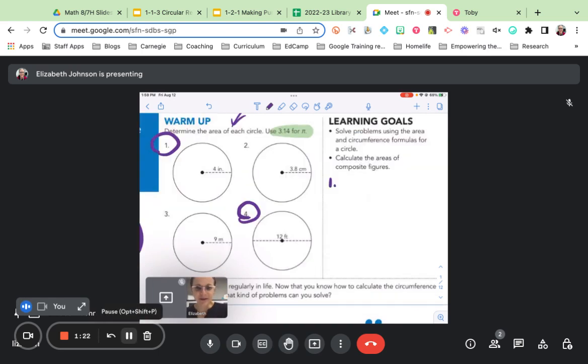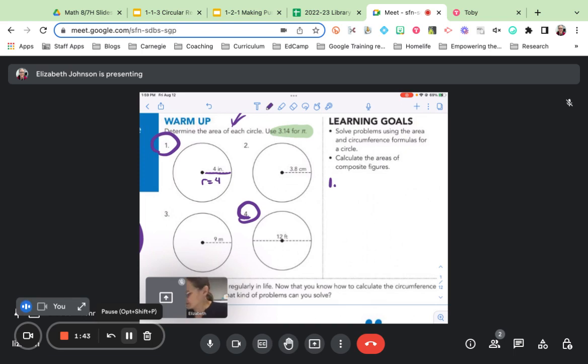All right, you've hit play again, so that means that you're ready to talk about how to do the warm-up. Well, let's look first at problem number 1. First of all, I want to label this problem. What information have I been given? Well, my diagram shows a radius, and it tells me that the length of my radius is 4. So I'm going to write that r is equal to 4.